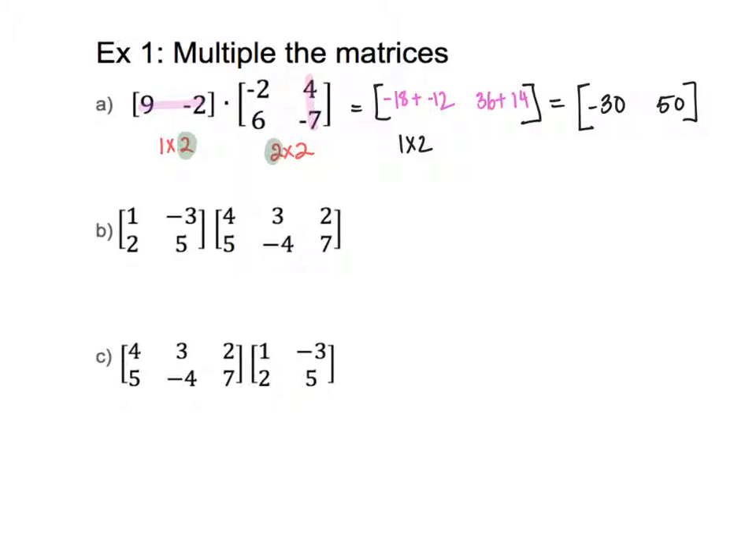And if you look here, I have definitely a 1 by 2. And I've simplified all I can. So this is my answer. So I've multiplied the matrices.